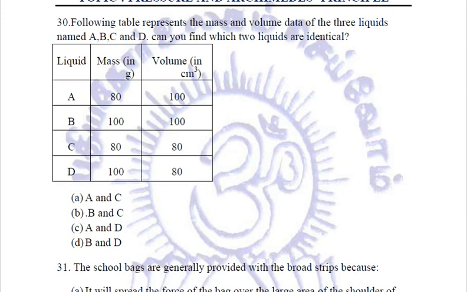Now in the next question, we are given a table which represents the mass and volume data of three liquids named ABC, rather it is four liquids ABCD. Can you find which two liquids are identical? Liquid A, liquid B, liquid C, liquid D. Mass of liquid A is 80, volume is 100 centimeter cube. Mass of B is 100, volume is 100. C is 80 and 80, and D is 100 by 80.